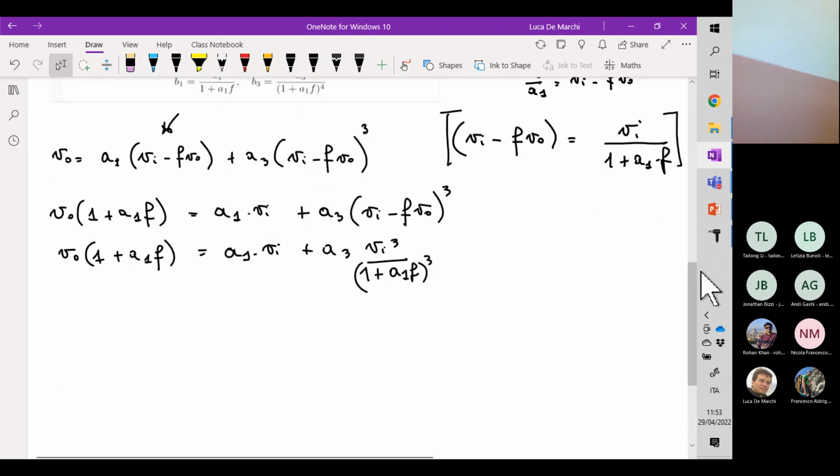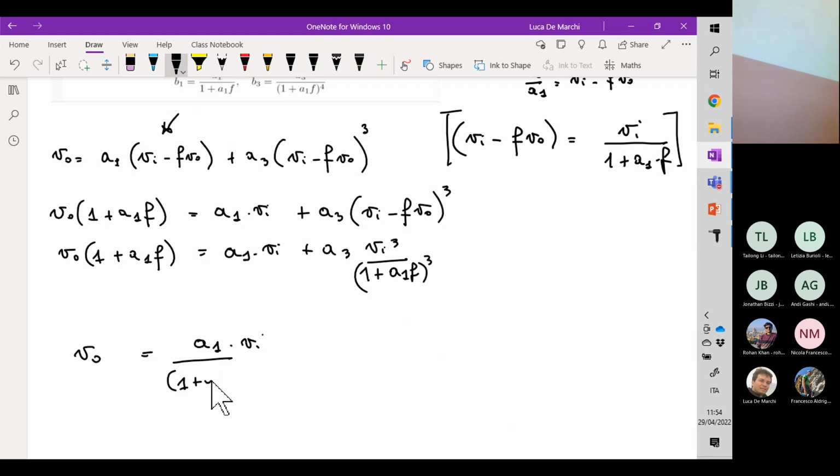Some other manipulation is needed. So again, I'm moving this term back here. What we have is that V out is equal to A1 times Vi over 1 plus A1 times F, plus A3 times Vi to the third power divided by 1 plus A1 F to the fourth power, because we are dividing this term times this one.